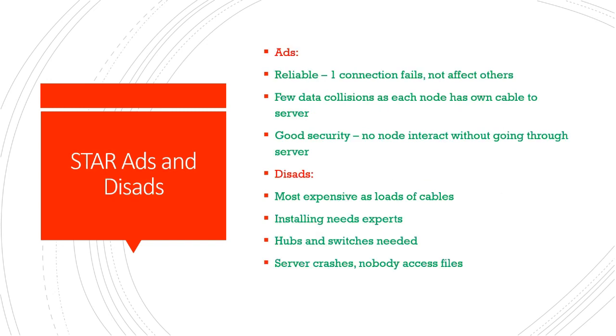The advantages are that it's reliable, as if one connection fails it doesn't affect the others. There are few data collisions as each node has its own cable to the server, and there's good security as no node will interact without going through the server. The disadvantage is that it's the most expensive one here, as there are a lot of cables. The installation of one needs a lot of experts. Hubs and switches are needed, and if the server crashes, then nobody has access to any of their files.